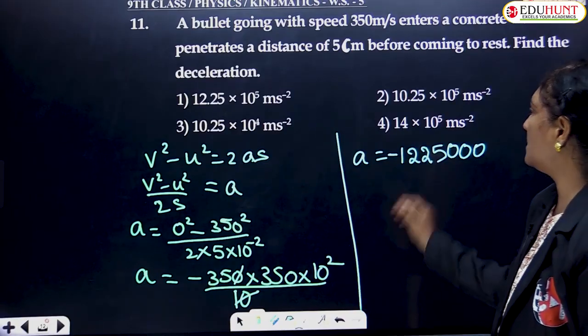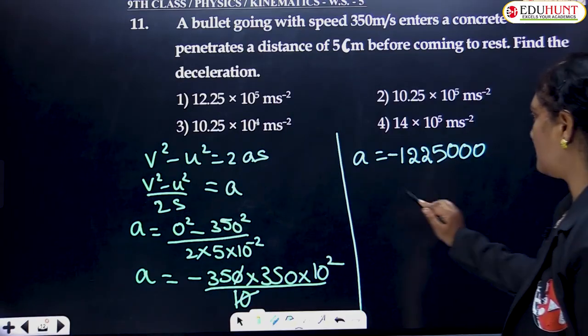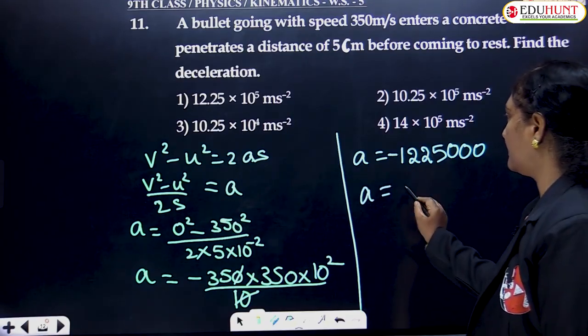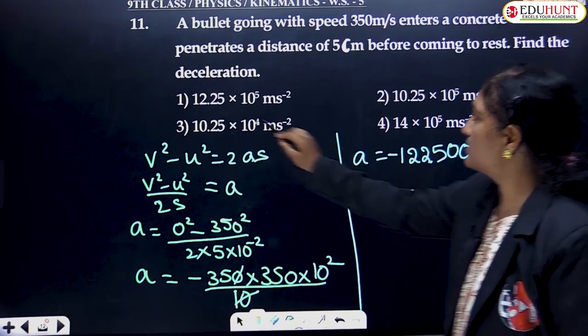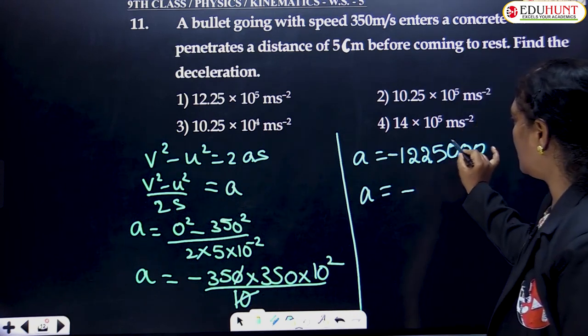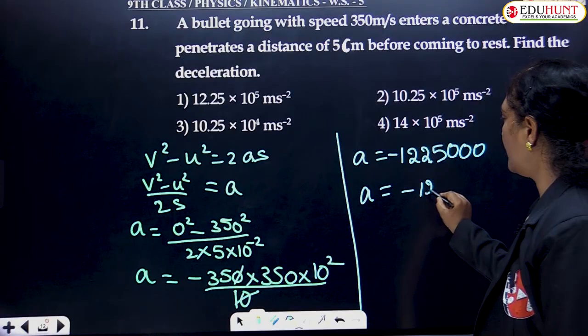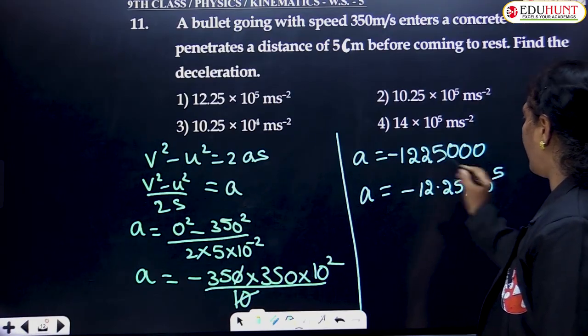But here everything in terms of powers of 10 was given, children. So let me write this as powers of 10. While writing, I can write it as minus 1, 2, 3, 4, 5. So 12.25. Okay, bring this here. 1225000 can be written as 12.25 into 10 power 5.